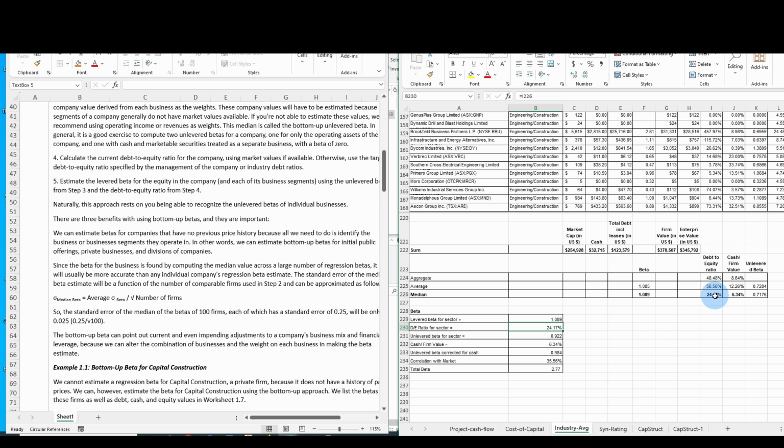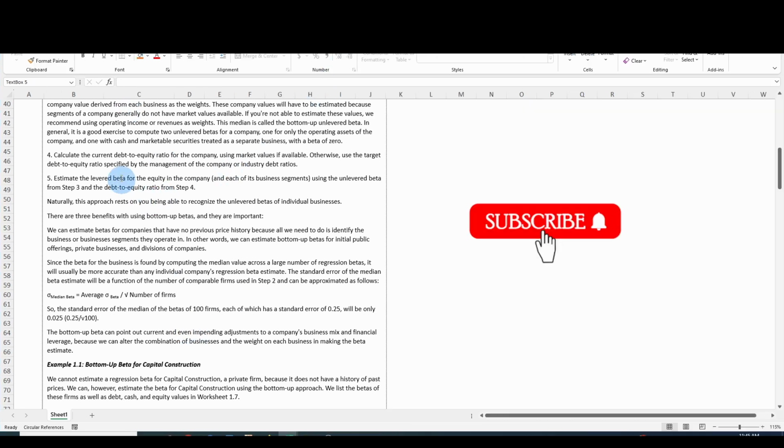Debt to equity ratio 2417. The unlevered beta, I just calculated the unlevered beta, and what I want you to do is just go in here. It's pretty simple, and I have the formula probably in here. Our cash value, unlevered beta corrected for cash, correlation with market, and then total beta as I am discussing. The information's available here if you want to review it. We were at number 4, calculate the current debt to equity ratio. I just showed how to do that.